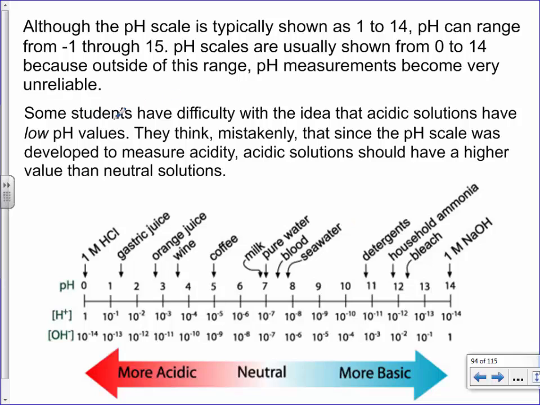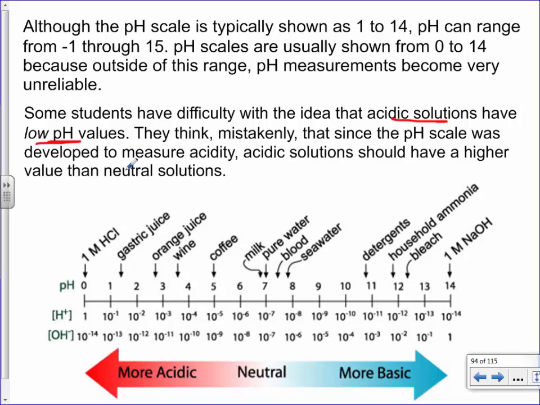My first couple slides after this really talk about the same stuff I've just been saying. Some students have difficulty with the idea that acidic solutions have low pH values. Often kids, when I say let's try to make it more acidic, will say that means you have to increase the pH. Let me say that again. If you want to make something more acidic, do you want to increase the pH? The answer is no. To make something more acidic, you actually want to decrease the pH.